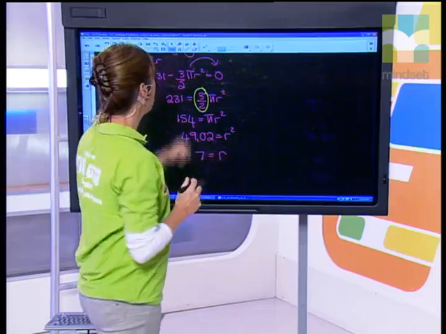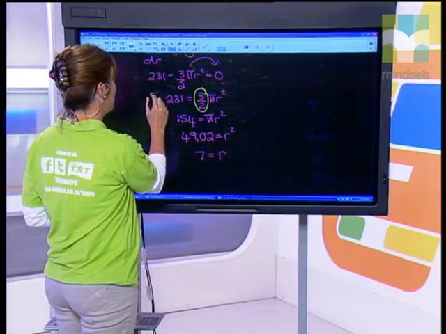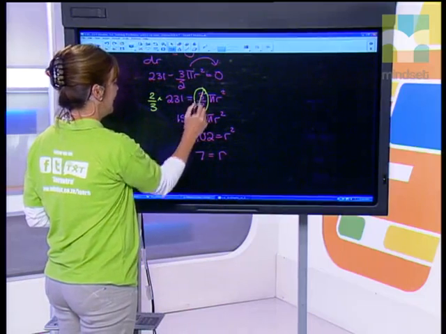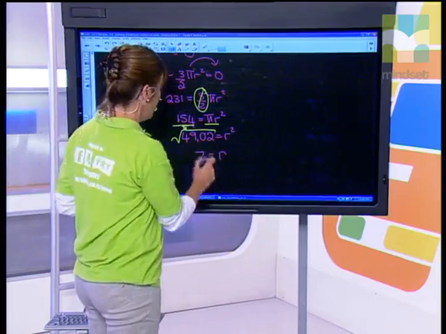3 over 2, how are we going to get rid of that? We tip it and times it. So I multiply by 2 over 3 on that side. By doing it, I got 154 equals pi r squared. I then divided by pi to get 49.02. And finally, you square root 49.02. Your calculator gives you an answer of 7.001. So obviously, if I round that off to the nearest 1 or 2 decimal places, we actually land up with just 7. So there we go.